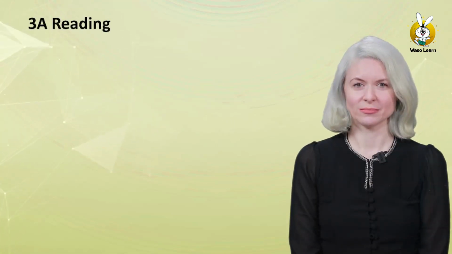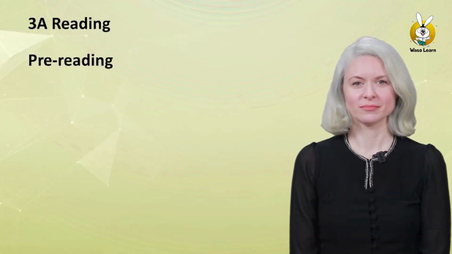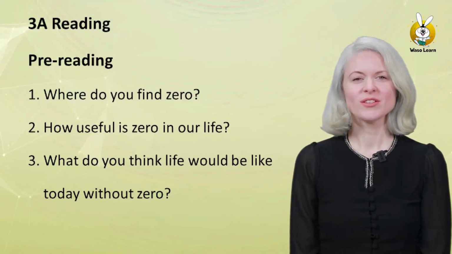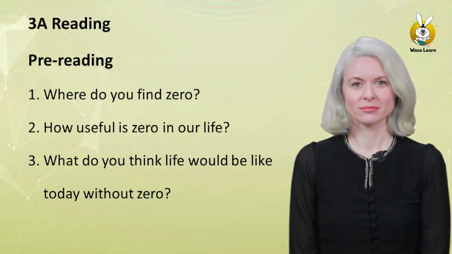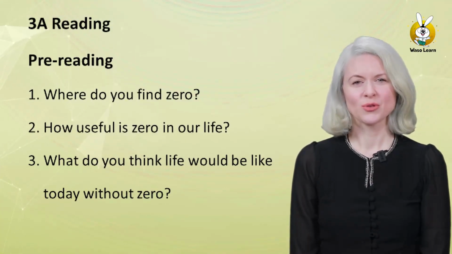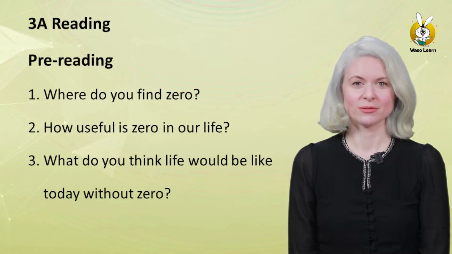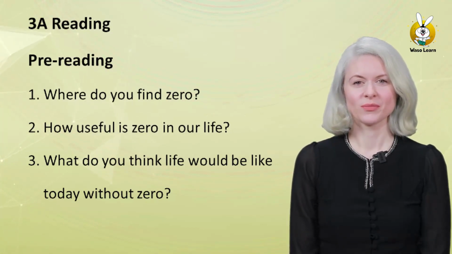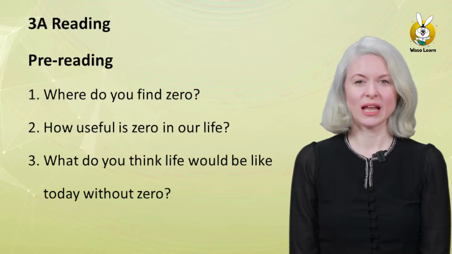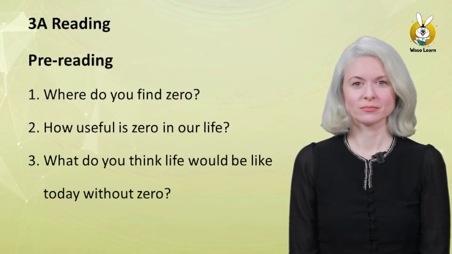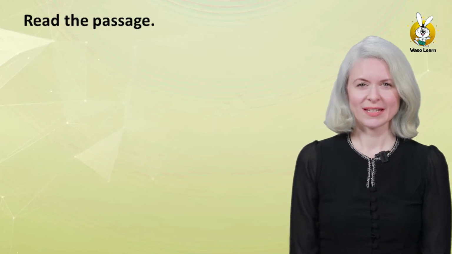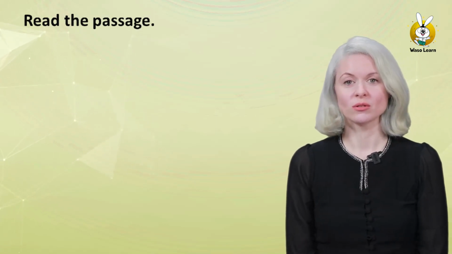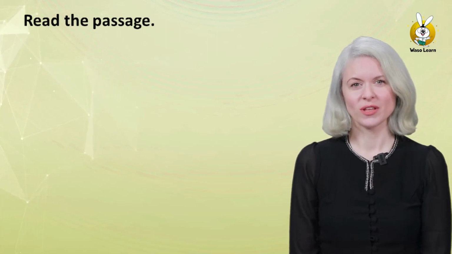3A. Reading. Pre-reading. 1. Where do you find 0? 2. How useful is 0 in our life? 3. What do you think life would be like today without 0? Read the passage. To write an English word, short or long, we use the 26 letters, A to Z, of the English alphabet, as required.